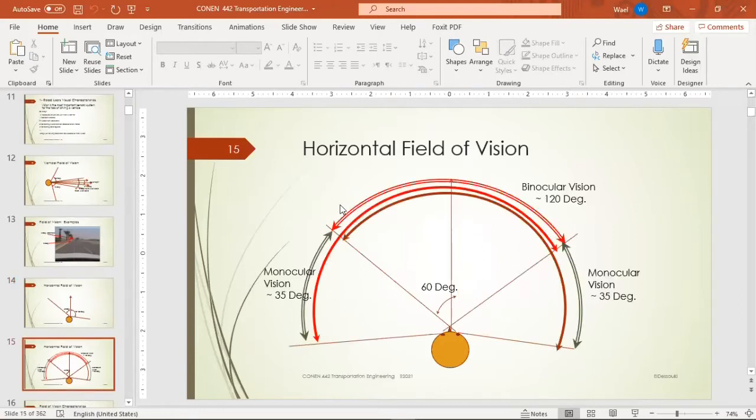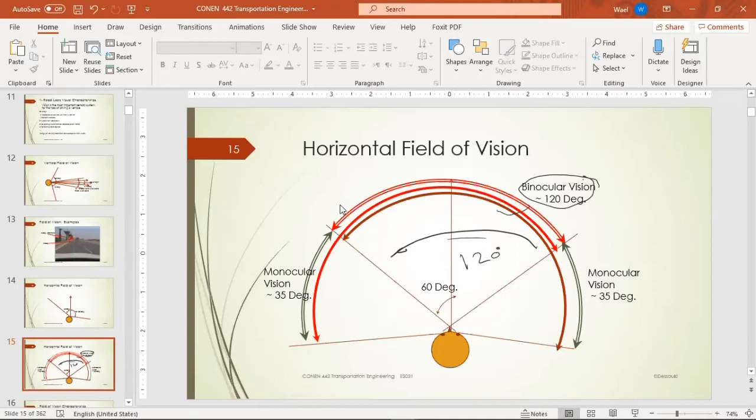When we consider the two eyes, we have what we call a binocular vision field. That means the binocular, which is here, this area, it covers from here to here. This is almost 120 degrees. That's a binocular field of vision, okay?